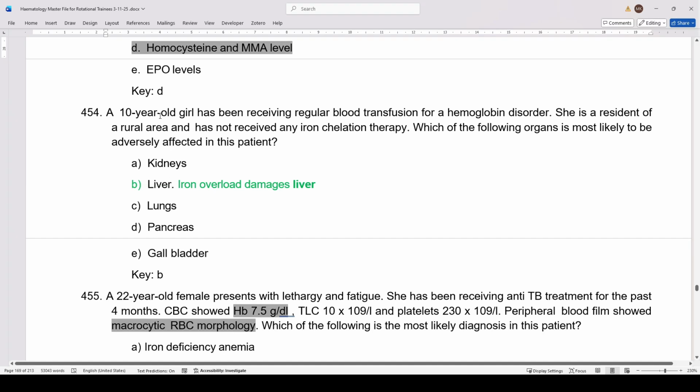A 10-year-old girl has been receiving regular blood transfusion for a hemoglobin disorder. She's a resident of a rural area and has not received any iron chelation. Okay, which of the following organs are most likely to be involved in this case of iron overload? So the most commonly involved organs are liver and heart, and we do T2 MRI for that.